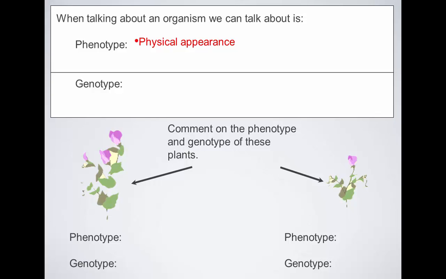It's always a word, like purple flowers, tall plant, blonde hair, green eyes. So phenotype describes what the organism looks like, how the genes translate.